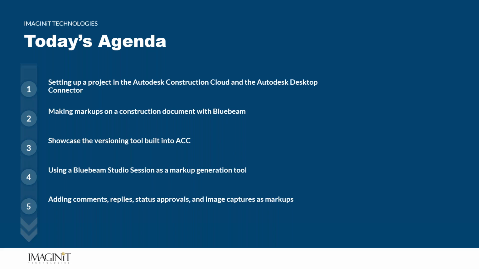We'll go in some documents, some construction documents, PDFs, in that Autodesk Construction Cloud. We'll put those in there and make some markups on those PDFs with Bluebeam. And then we're going to showcase the versioning tool, and that's just an awesome tool that's built in the Autodesk Construction Cloud. And then using the desktop connector and a tool like Bluebeam, it all is very seamless and will make versions that you can access. And we'll go in via the web browser and look at some of those.